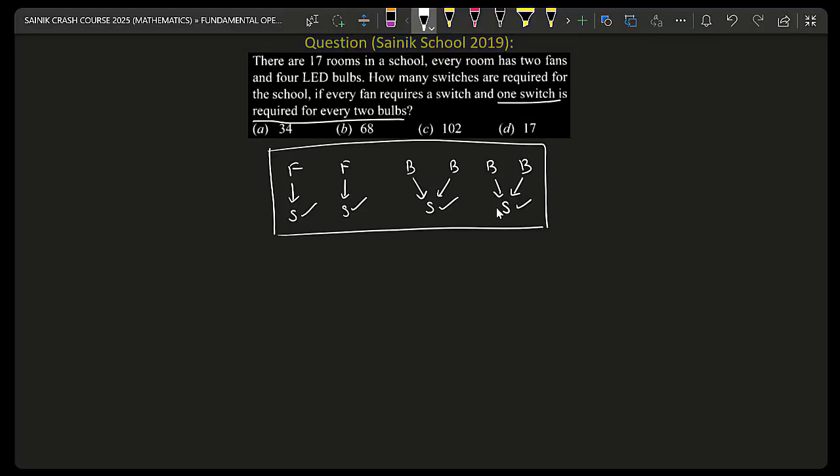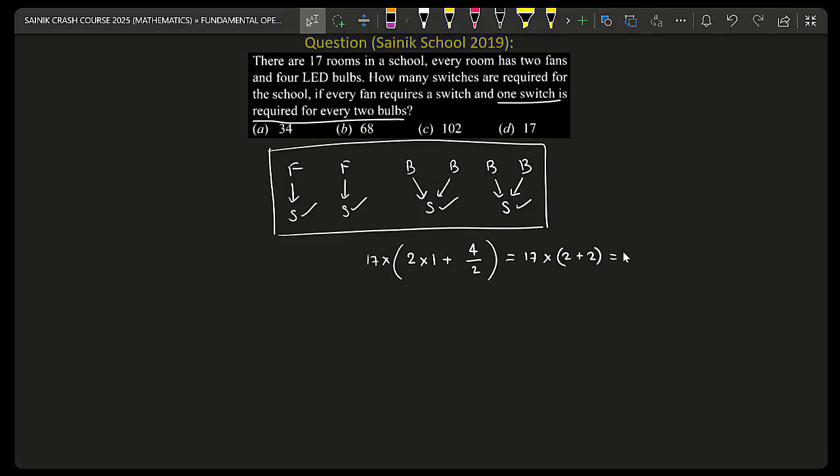First, find the number of switches required for one room. That is, two fans are there. Each fan requires one switch. Plus, there are four bulbs. Two bulbs require one switch. So I have to divide by two, right? Yes, sir. This will give the number of switches for one room. So for 17 rooms, we can simply multiply this, right? Yes, sir. Okay, now what are you going to get? 17 into 2 into 1 is 2. 4 by 2 is 2. 2 plus 2 is 4. So 17 fours are how much?